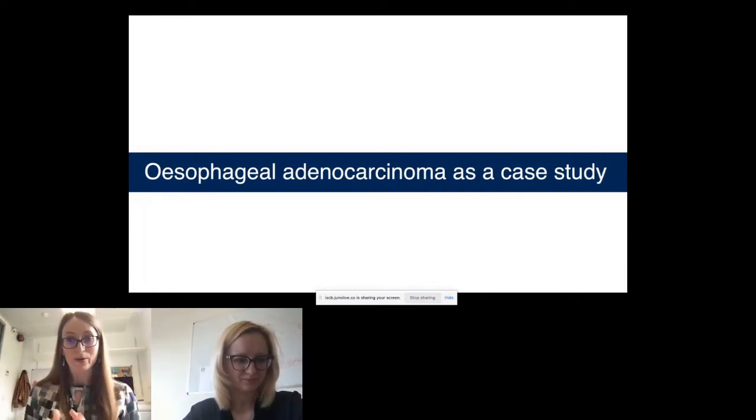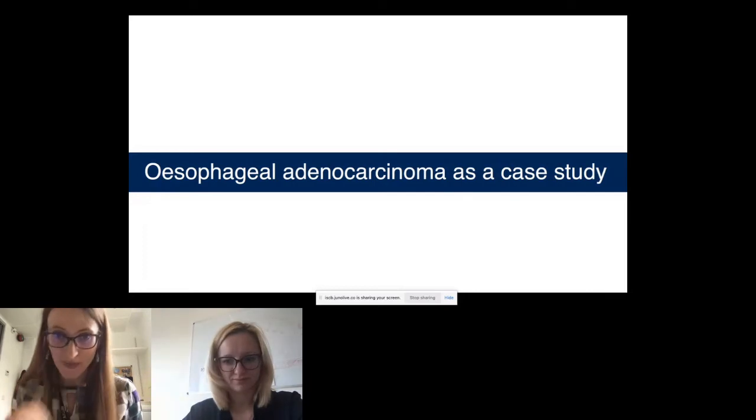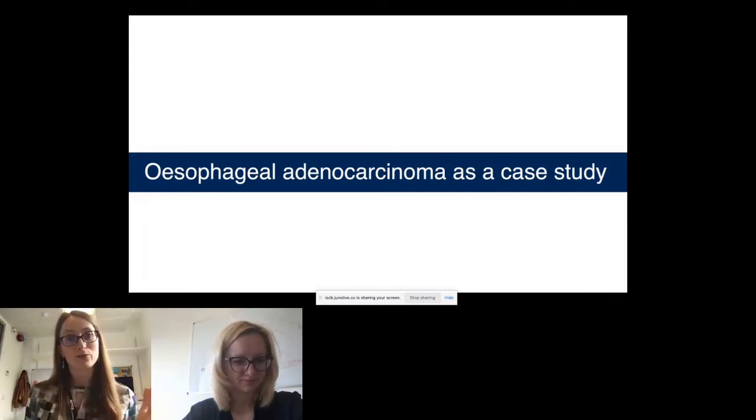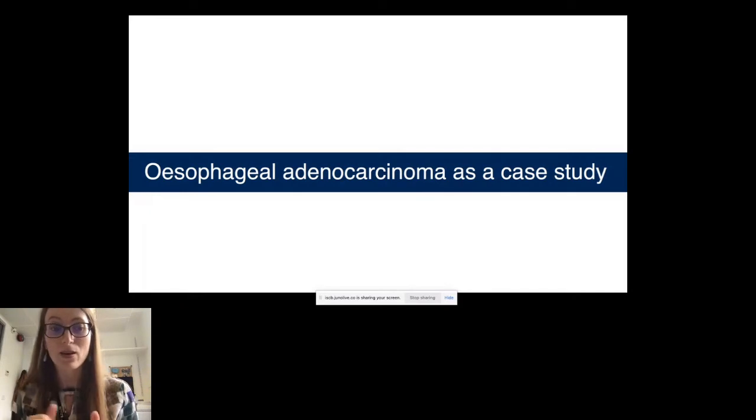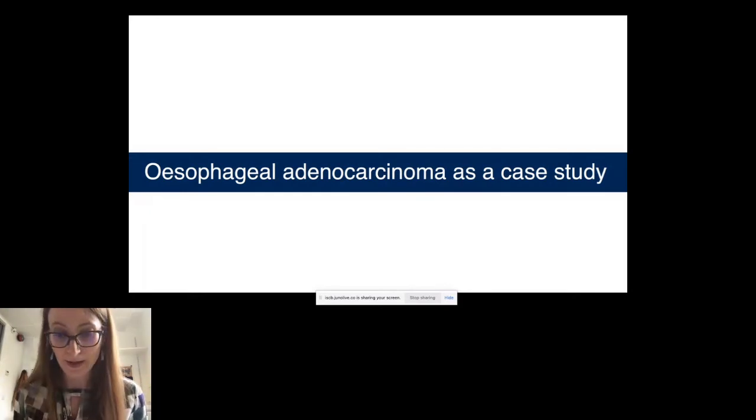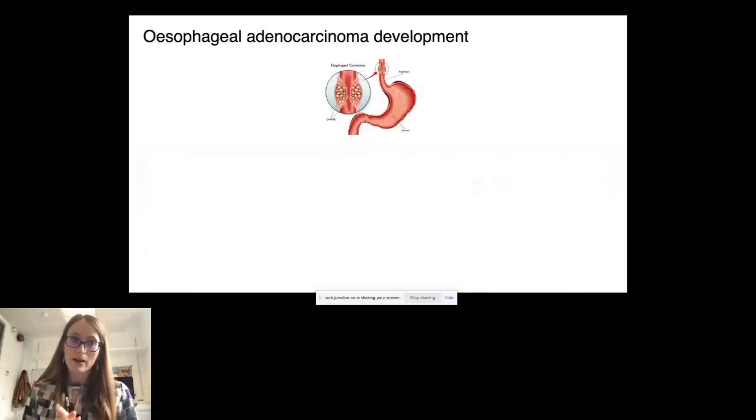Okay, so if there are no more questions, then I'll go on and tell you a bit about how we've been trying to study mutational processes in the context of esophageal adenocarcinoma. Esophageal adenocarcinoma is quite an interesting cancer to study. So it's cancer of the esophagus. There are two cancers in the esophagus, esophageal squamous cell carcinoma and adenocarcinoma. And adenocarcinoma tends to occur closer to the gastroesophageal junction. So it's lower down the esophagus.